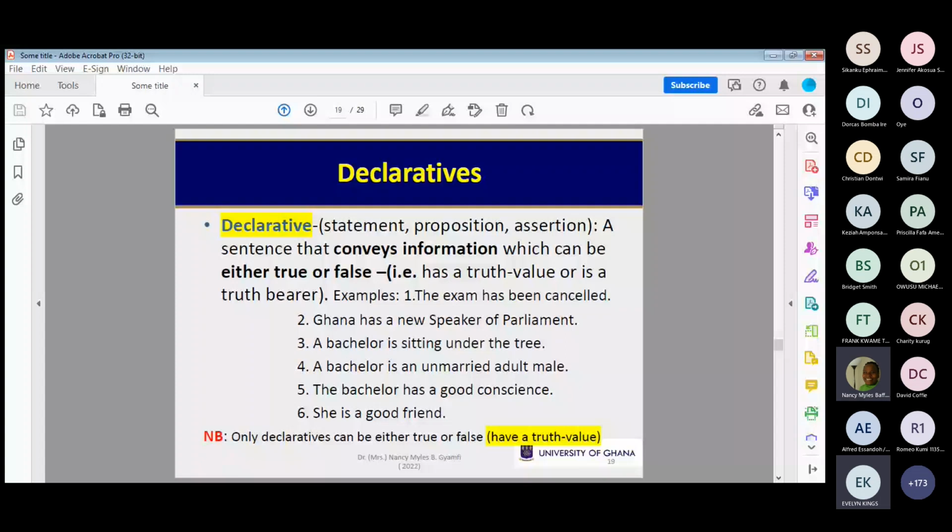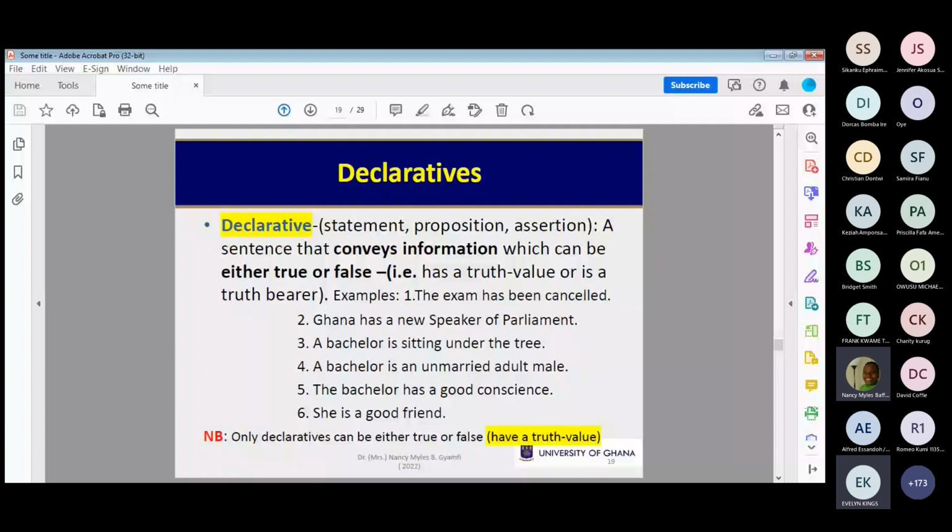If I say, how old are you? Will you say true? No. Will you say false? No. So how old are you, seeking for information? Interrogative. It doesn't have a truth value. You can't respond true or false to that. Stand up. That's imperative. You don't respond true or false to imperative.